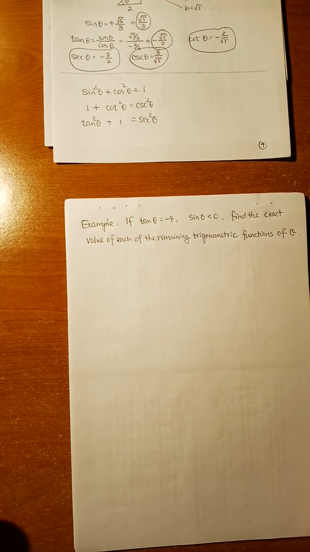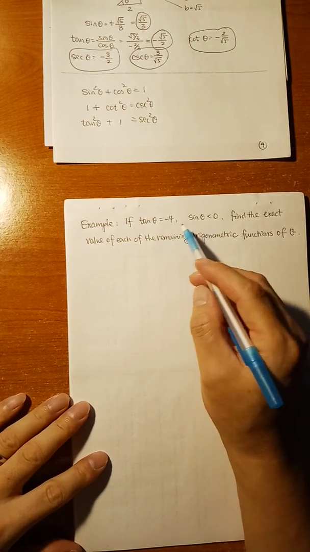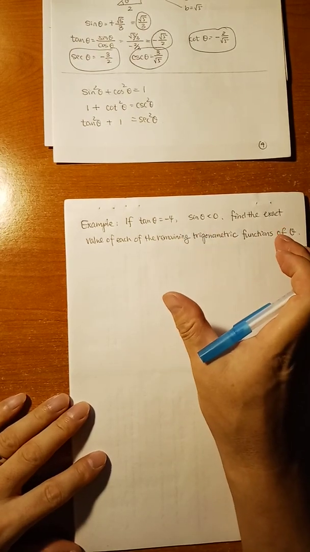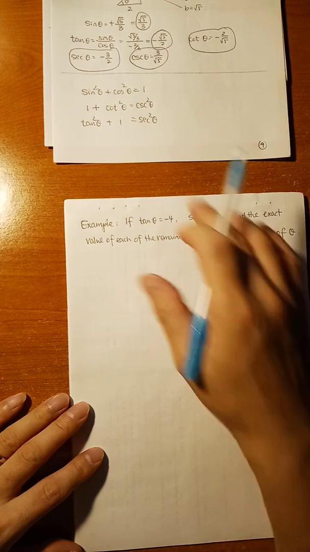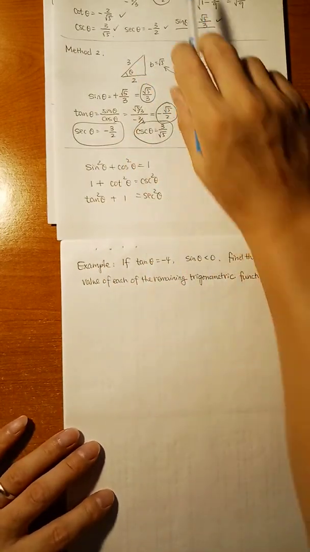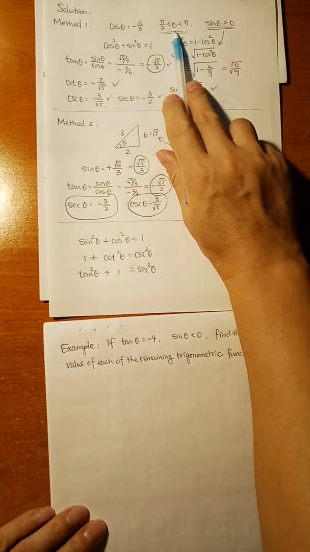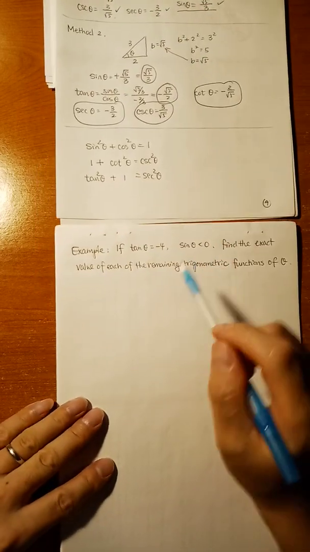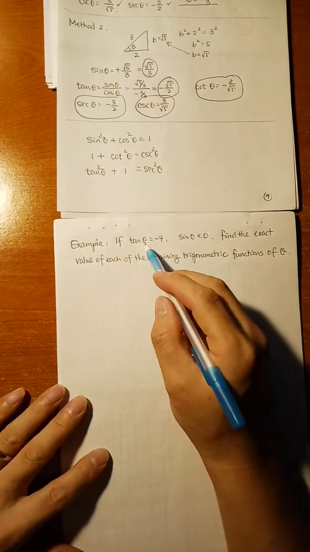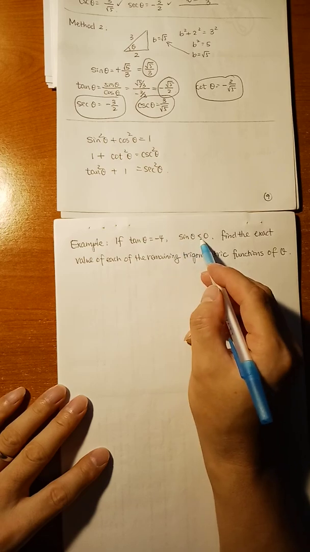Let's check how we start. Because in this problem, the quadrant is not directly given. It's not like the previous one. In the previous one, they told us theta is between pi over 2 and pi. And here they don't give us that. Because tangent is negative, sine is negative.